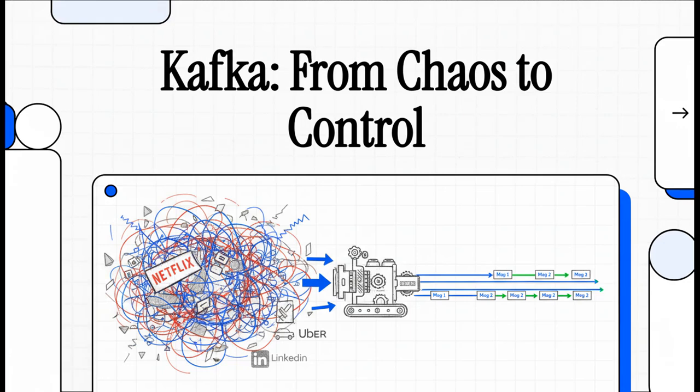When you think about massive companies like Netflix or Uber or even LinkedIn, they all share a common, massive challenge. How do you handle these insane, chaotic streams of data all happening in real time? Well, for many of them, the solution involves a ridiculously powerful tool called Apache Kafka. And in this explainer, we're going to demystify it. We'll break down what Kafka is, why it's so darn important, and how it takes that data chaos and turns it into clean, controlled, orderly streams.